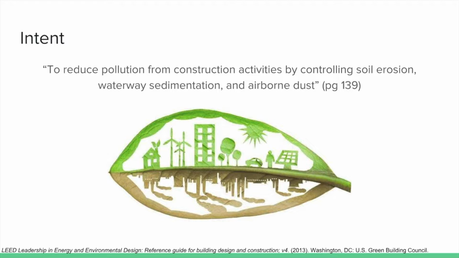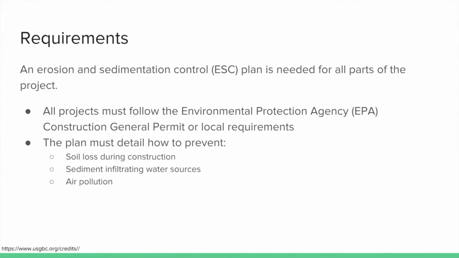The construction activity pollution prevention prerequisite encourages construction practices to reduce their negative environmental impact overall. An erosion and sedimentation control (ESC) plan is required for all components of a construction project. The U.S. Environmental Protection Agency created a general set of standards for all construction projects to help eliminate excessive pollution, which is called the Construction General Permit, or CGP. All projects must follow the EPA CGP or the local code requirements, whichever is more strict. These plans must detail how to prevent soil loss, sediment infiltration to water sources, and particulates polluting the air.